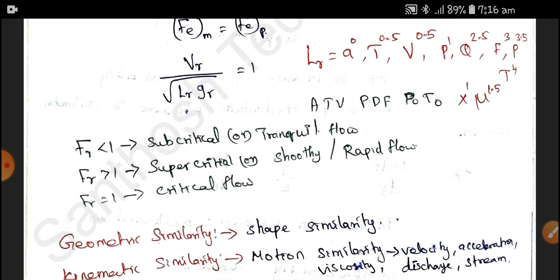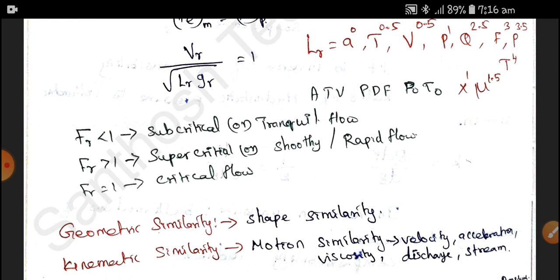Here, as per the Froude number, we categorize the open channel flow into three types. If the Froude number is less than 1, it is called subcritical or tranquil flow. If the Froude number is equal to 1, that is called critical flow. If the Froude number is greater than 1, it is called supercritical or shooting or rapid flow.